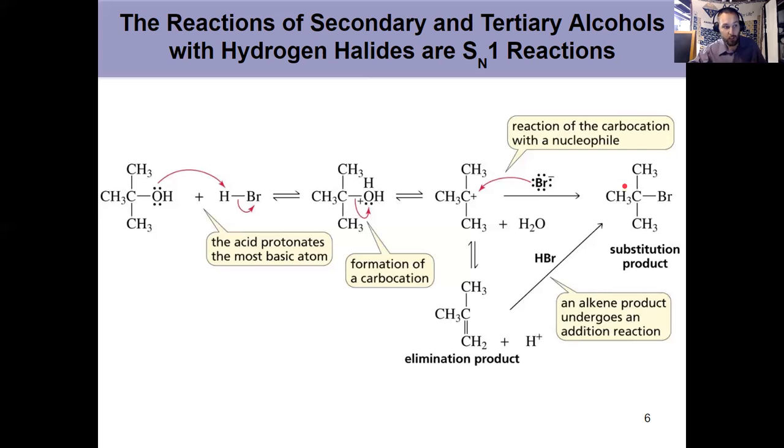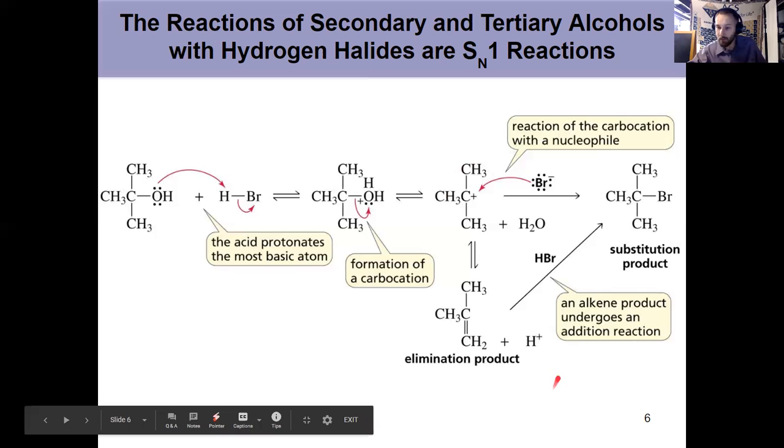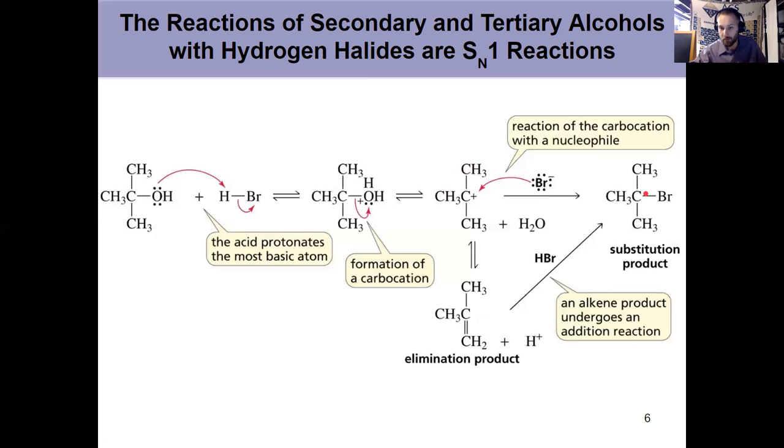We could pull off a hydrogen off of any of those beta carbons as well and form the elimination product. However, if you form the elimination product, that's an alkene. We know from way back in chapter 6 that an alkene can react with HBr, and it's just going to form the substitution product because we already have HBr in solution. So that's great. That helps my synthetic yield. So going left to right, that's how you form a substituted product from an alcohol.